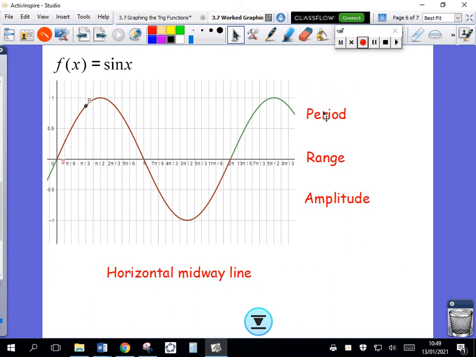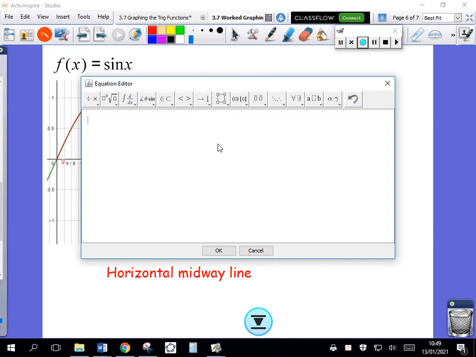So the period of the function is how often it repeats itself. It starts here, it turns around, it goes, and then it completes one full period in there, and then it repeats itself again. So one full period goes from 0 all the way out here to that value there, which is 2 pi. So the period of this function is actually 2 pi. I have to use this because my pen is not working at the moment, so period of the function is 2 pi.